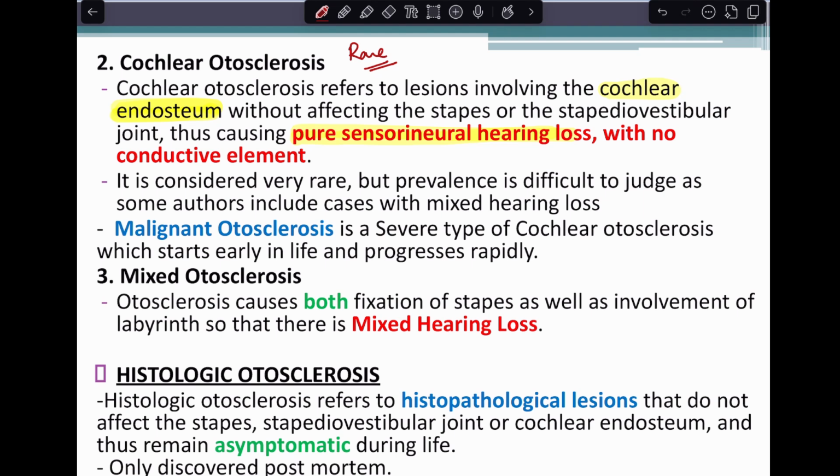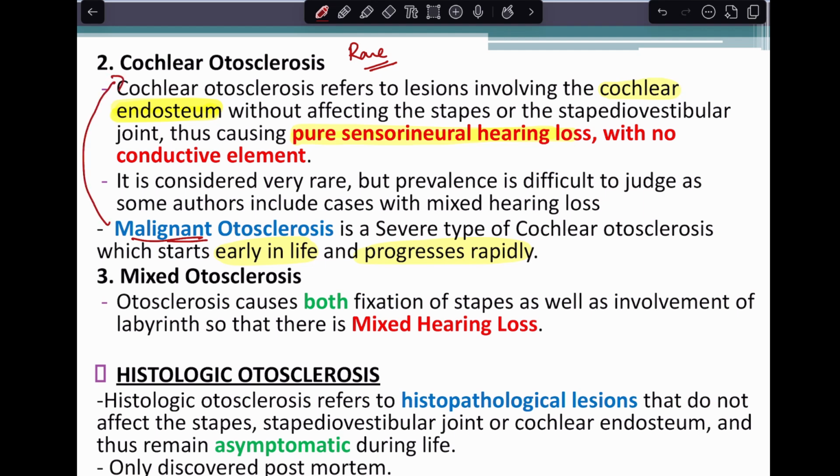Now, there's another variant and another term that we need to know, and this term is malignant otosclerosis. Now, what does this mean? Is it really a malignancy? No, it is not. But it has a feature that resembles malignancy, which is a rapid progression of the disease. So, malignant otosclerosis is this more severe type of cochlear otosclerosis, which starts very early in life and it progresses very rapidly. Hence, it is known as malignant otosclerosis. But this is a subtype of cochlear otosclerosis.